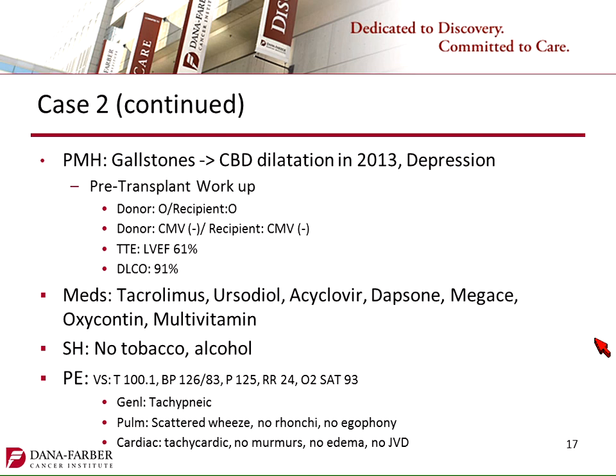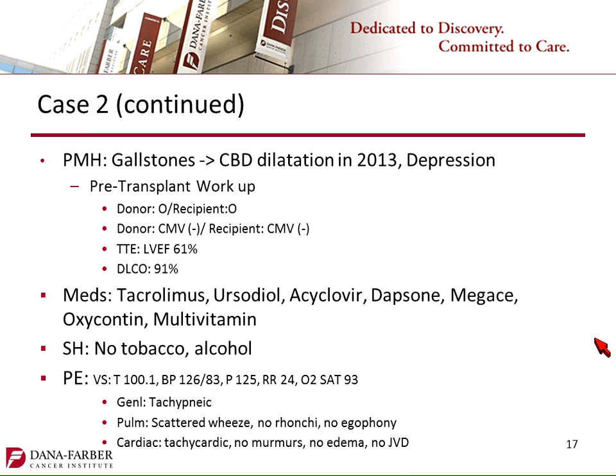His past medical history is only notable for gallstones. His pre-transplant workup is remarkable for both him and his donor being CMV negative, so low risk for reactivation. His EF was normal. His DLCO was also normal. His immune suppression was TAC methotrexate. He's on ursodiol, and then his ID prophylaxis is acyclovir and dapsone.